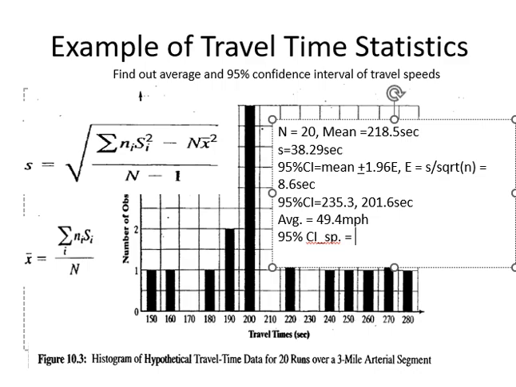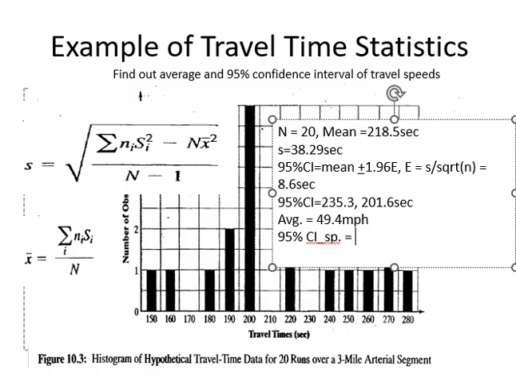Any problems? Any questions? Okay, a small clarification. You cannot calculate the 95% confidence interval of speed directly using the average speed and the standard deviation of travel time. You cannot do it. Clear? This is the equation for confidence interval. In this equation, you have the mean and you have the E.